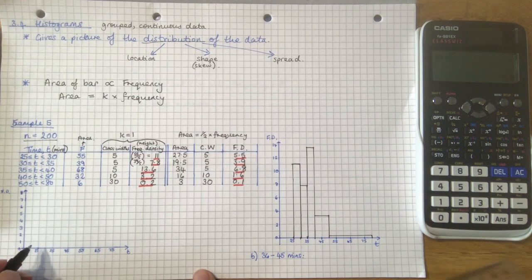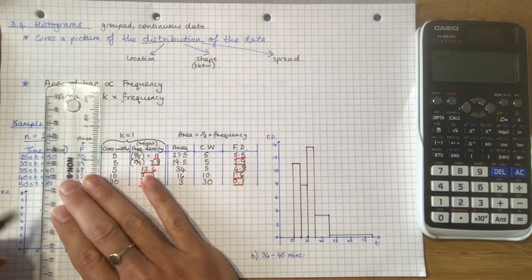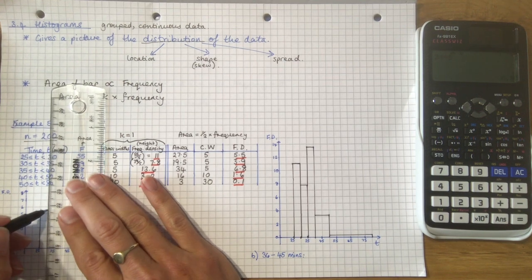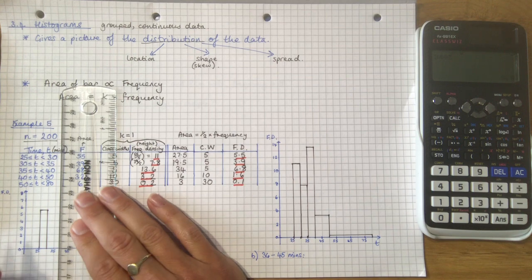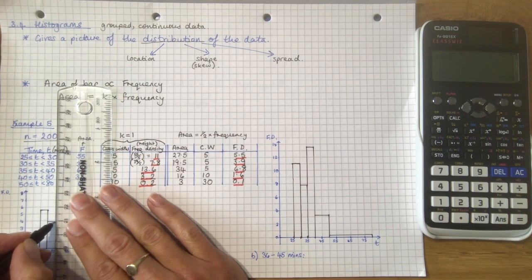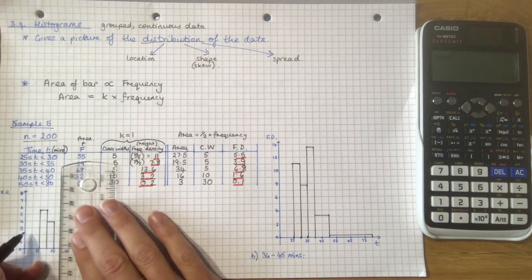So from 25 to 30, we only need to go up to 5.5. So that's going to go to there. Next one, 3.9. Next one, 6.8.